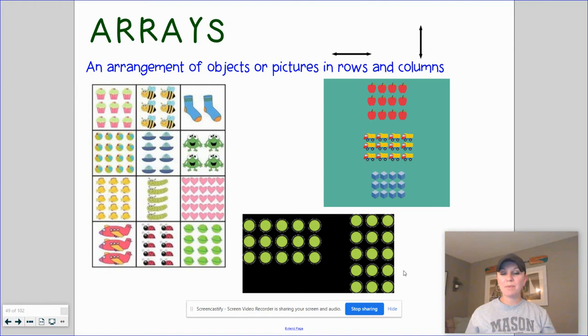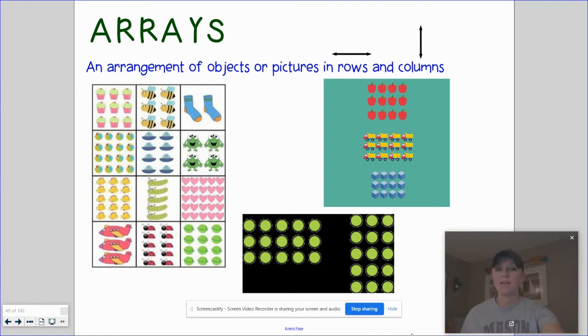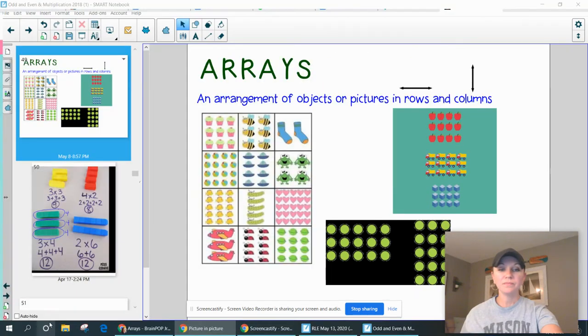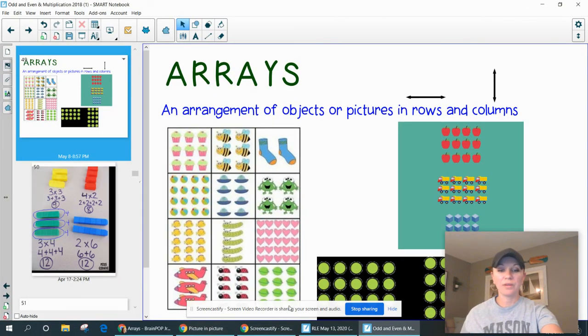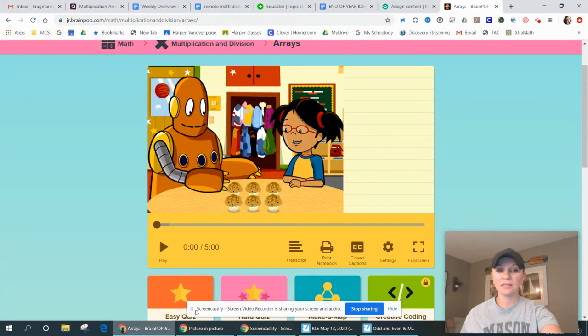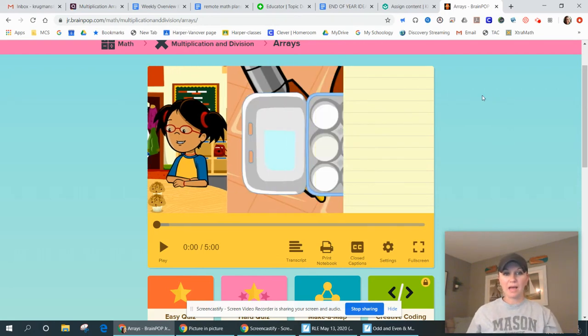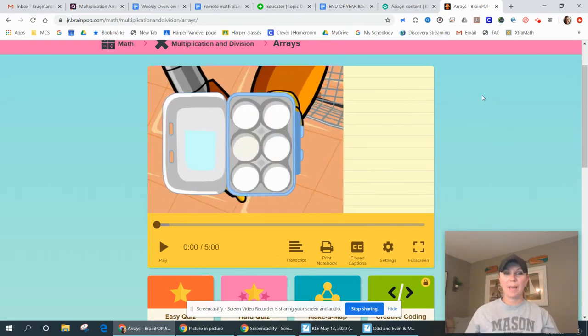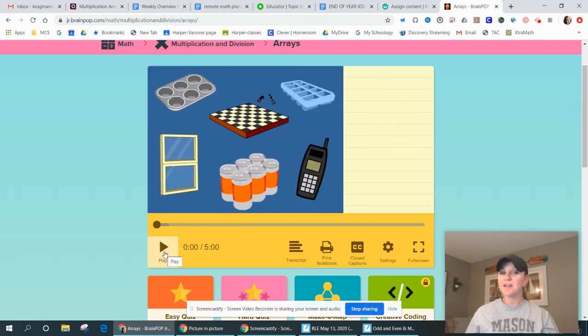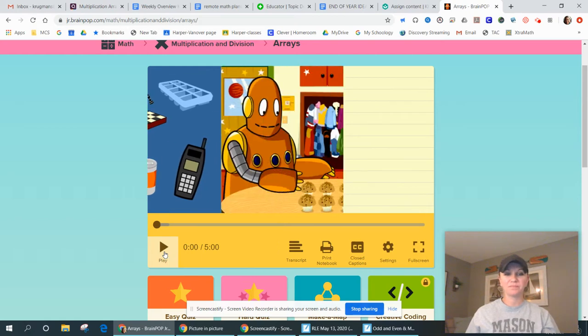All right, so let's pop over to BrainPop Jr. and we are going to watch Moby Max. And we are going to learn a little bit about arrays from our robot Moby, okay? And then we'll head back over and practice some more arrays together before I send you off to try out the activity page today.